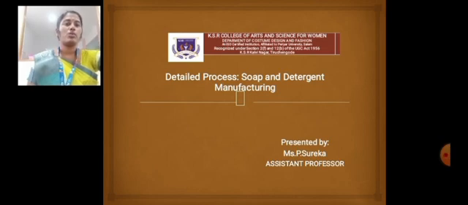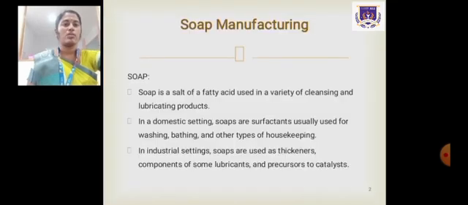My topic is about soap and detergent manufacturing. Here we are going to see about soap manufacturing. Soap is a salt of fatty acid used in a variety of cleaning and lubricant products. In domestic settings, soaps are used for washing, bathing, and other types of housekeeping. In industrial settings, soaps are used as thickeners, components of some lubricants, and precipitates for catalysts.